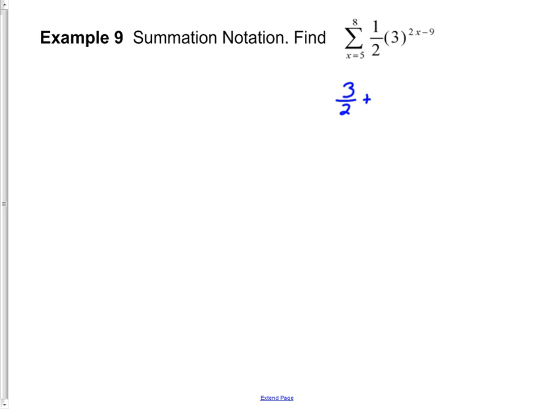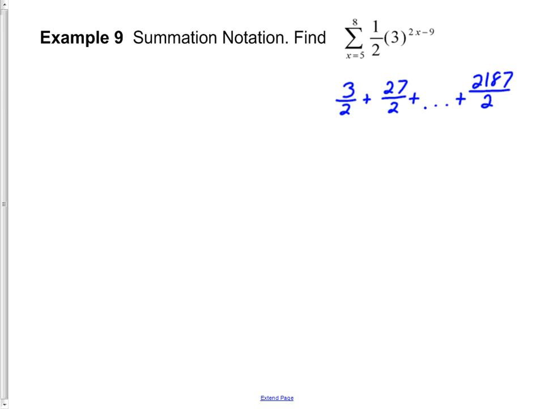Okay. What's the next term going to be? Well, when x is 6, that'd be 12 minus 9, which is 3. 3 raised to the third power is 27, multiplied by 1/2, 27/2. And this is just going to continue on. And then the last term would be when x is 8. So 8 times 2 is 16, minus 9 would be 7. So 3 to the 7th power is going to give you 2187, and then I got to multiply by 1/2, so that would be divided by 2.